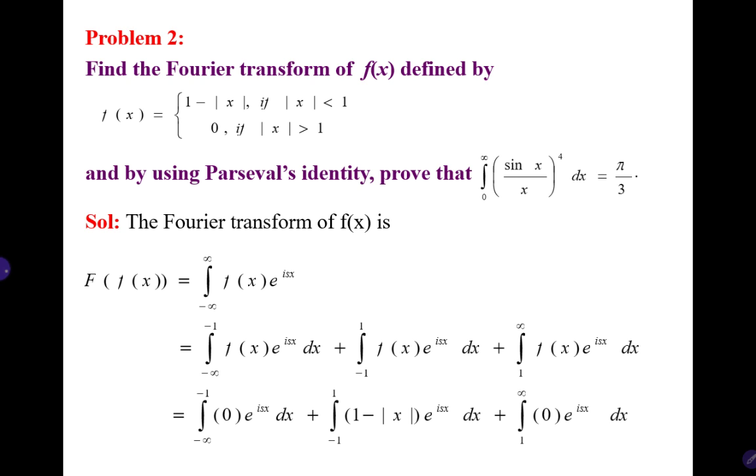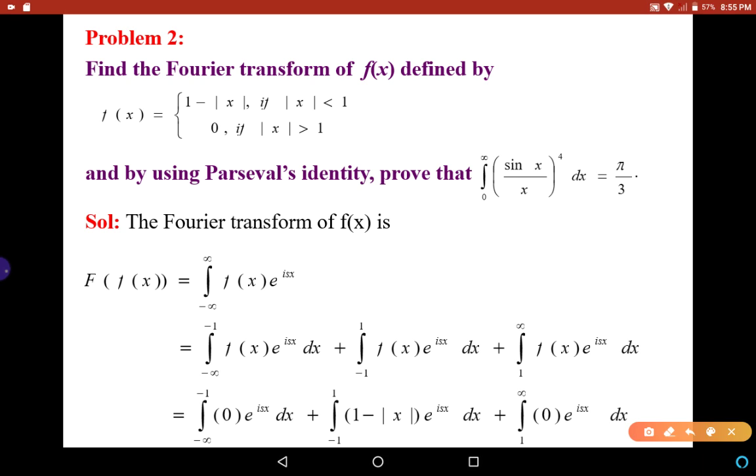Again, this problem also has two parts. First one is finding the Fourier transform of the given function f(x) and applying Parseval's identity to evaluate the integral. So, first let us find the Fourier transform of the function f(x), which is given by the integral from -∞ to ∞ of f(x) into e^(isx) dx.